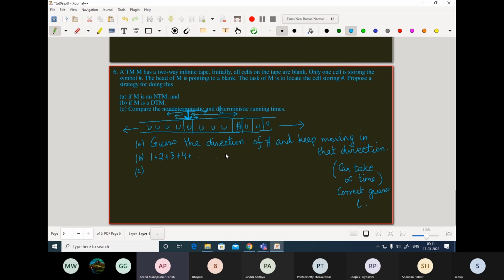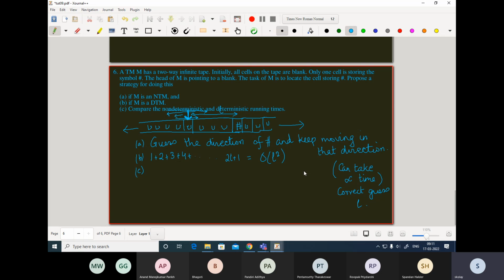Okay, no. You're right. What is 2L plus 1? Right, up to 2L plus 1. So how much is this? Order L square. This is order L square.